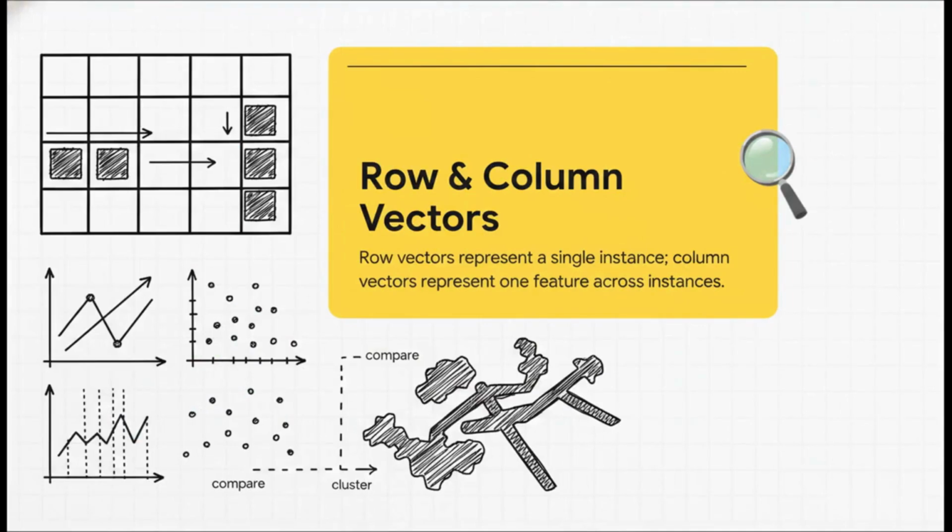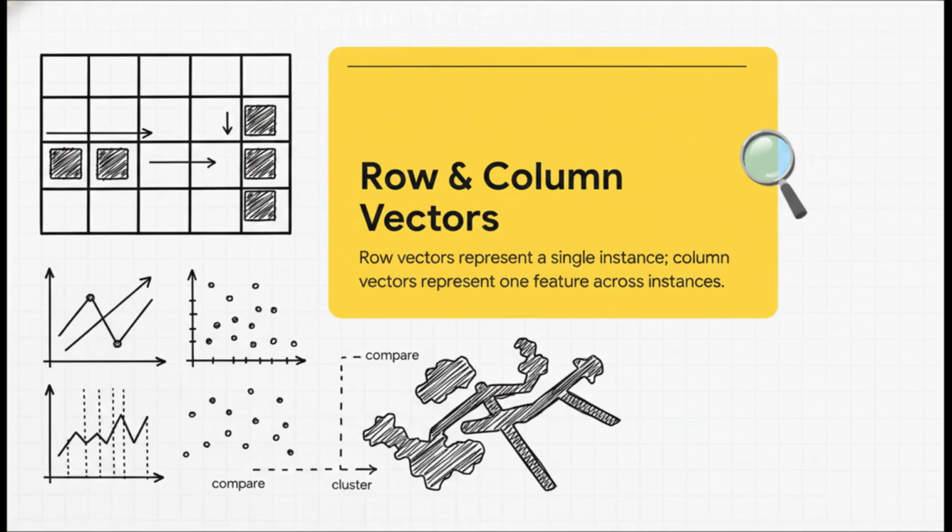To actually navigate this matrix, we have to break it down into two fundamental building blocks, the row vector and the column vector. A row vector reads from left to right. It represents a single instance. So in our clinic example, one single patient's complete profile, their age, their gender, their health status, that forms one row vector. On the flip side, a column vector reads from top to bottom. It represents a single feature across all the different instances. For example, a column vector containing literally everyone's age.